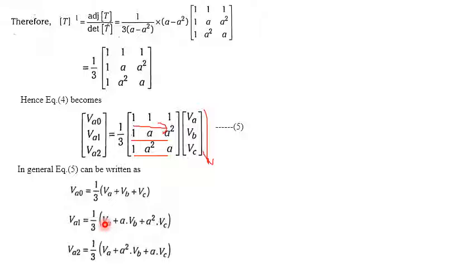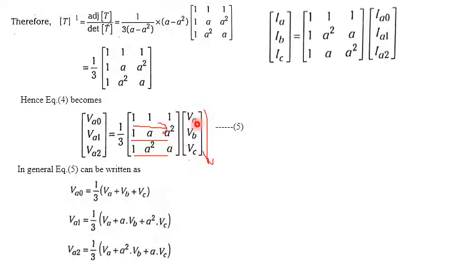This is how we write the symmetrical components in terms of the phase voltages. Do not get confused between the symmetrical components in terms of the phase voltages and the phase voltages in terms of the symmetrical components. This is the relation, this is the equation. If you are writing the symmetrical components in terms of the phase voltages, it should be multiplied by 1 by 3 times 1 a square.